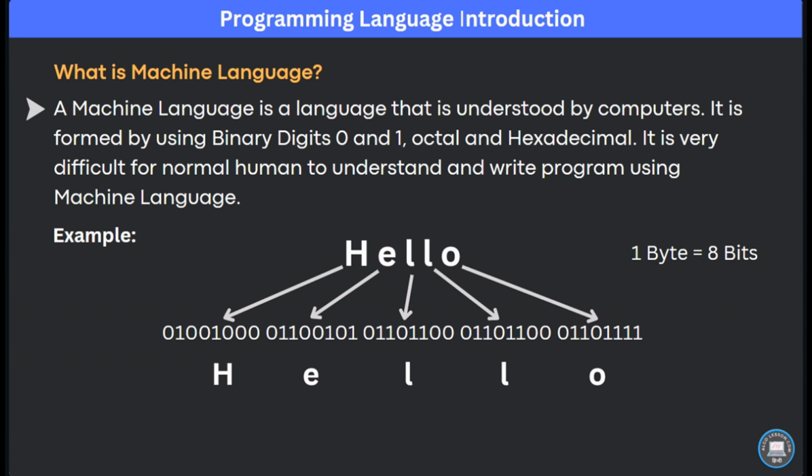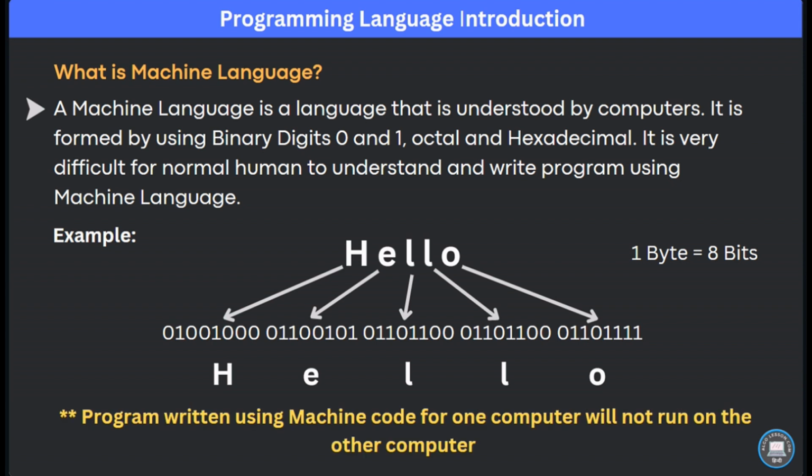Just to print hello on our screen, we have to write these series. Now, if you want to perform a task using our software or application, you can imagine how difficult it is to write code using machine language. One more problem with machine language is that any application built using machine language on one CPU or one computer is not going to run on another computer.